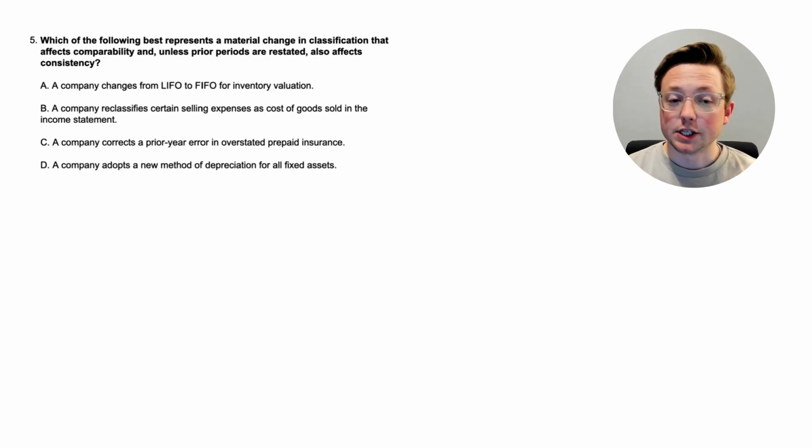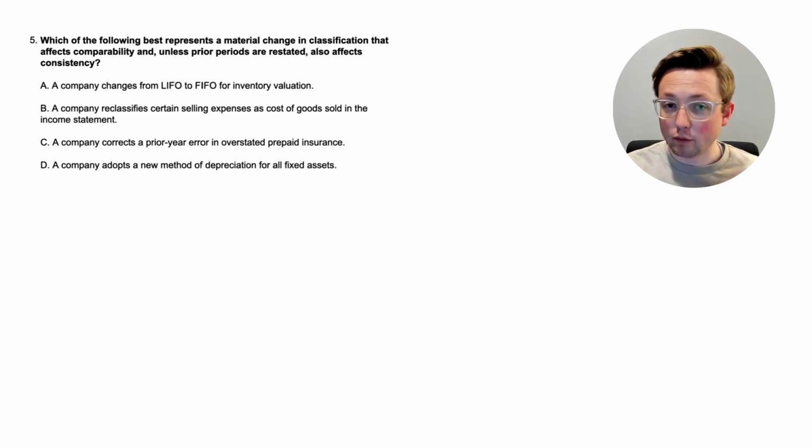All right, here we are at question 5. Which of the following best represents a material change in classification that affects comparability and, unless prior periods are restated, also affects consistency? So let's go through the options. Option A, a company changes from LIFO to FIFO for inventory valuation. Option B, a company reclassifies certain selling expenses as cost of goods sold in the income statement. Option C, a company corrects a prior year error in overstated prepaid insurance. Or option D, a company adopts a new method of depreciation in all fixed assets.